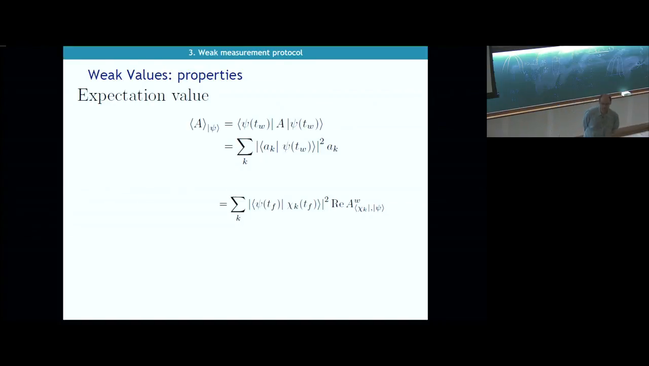But I think everybody agrees on the fact that in order to see the weak value, you need to make many measurements. Well, at least you can defend the point of view that it's only a practical matter and not a conceptual problem.